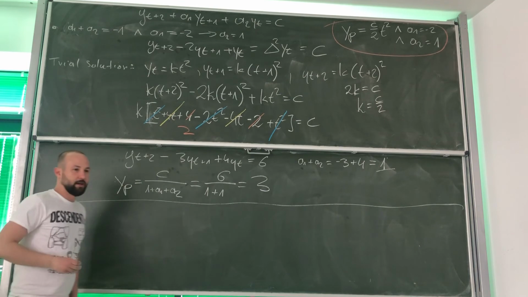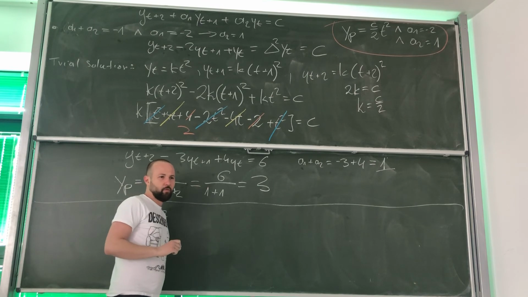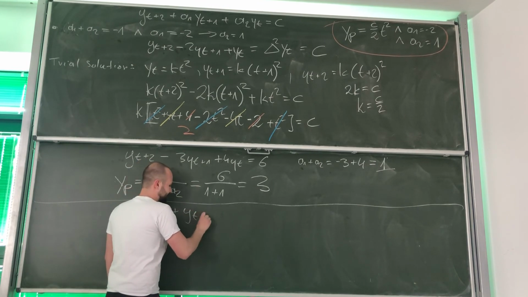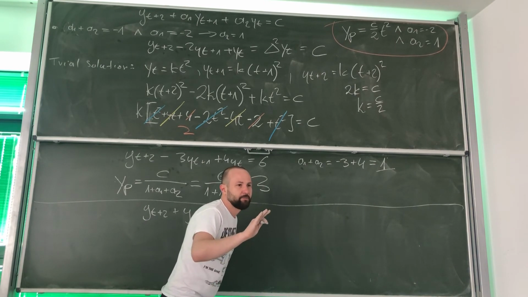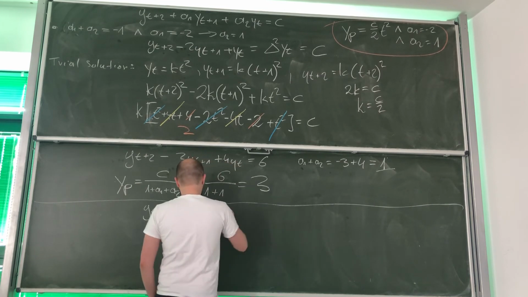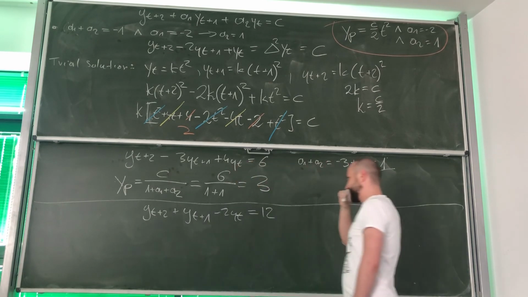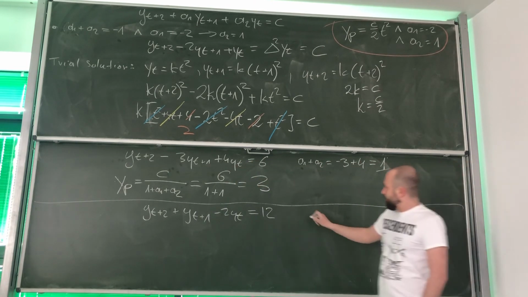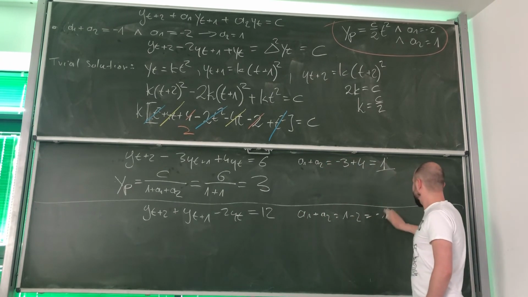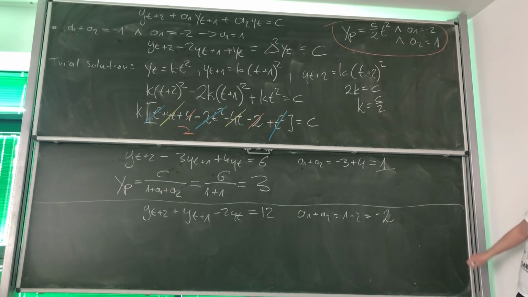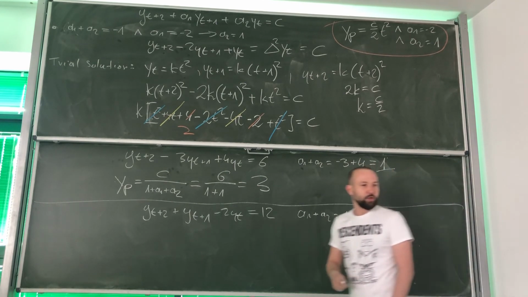In the next example, we've got yt plus 2 plus yt plus 1 minus 2yt equals to 12. Okay, so now a1 plus a2 is 1 minus 2, this is negative 2, right? So we know that the constant solution will no longer work, we need to move to a linear solution.